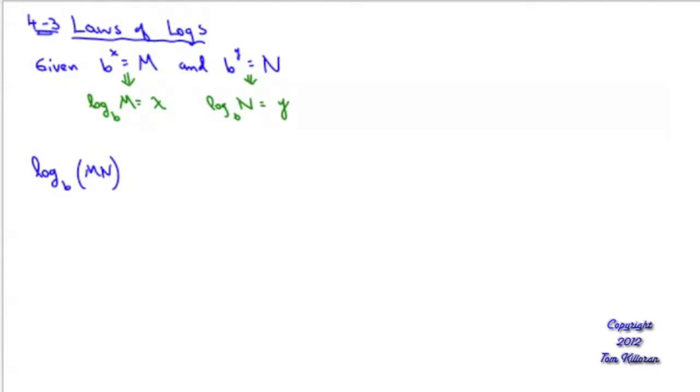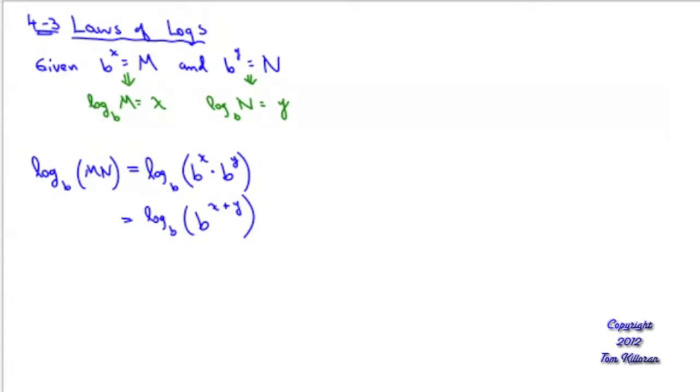So the first step is I'm going to replace m and n with what I have up here. m is going to get replaced with b raised to the x power, and n is going to get replaced with b to the y. That's why I chose them, so I can do these nice little substitutions. Now, after I do that substitution, what can I do with b to the x times b to the y? Multiply the bases together by taking their exponents and adding them. So this becomes log base b of b raised to the x plus y. Perfectly legal by the laws of exponents. Okay?